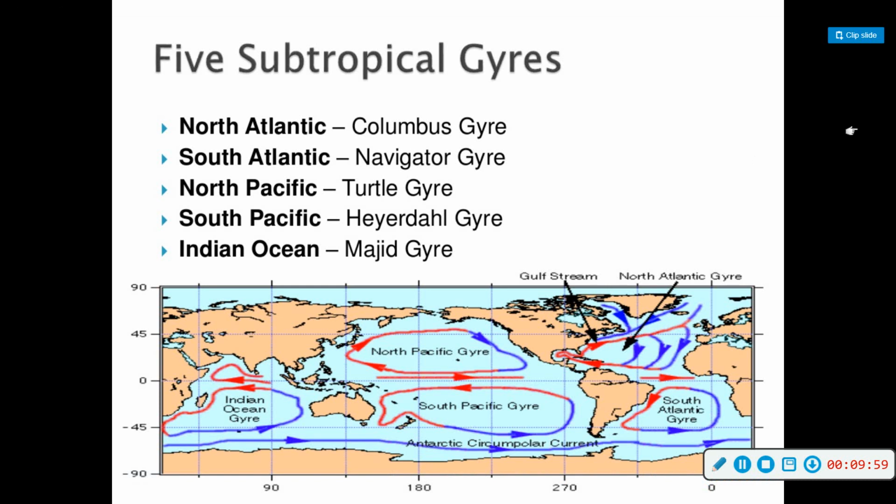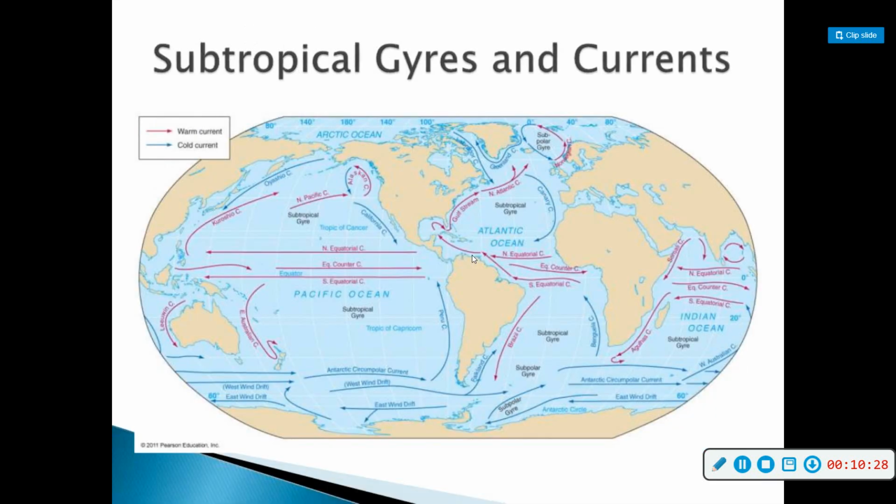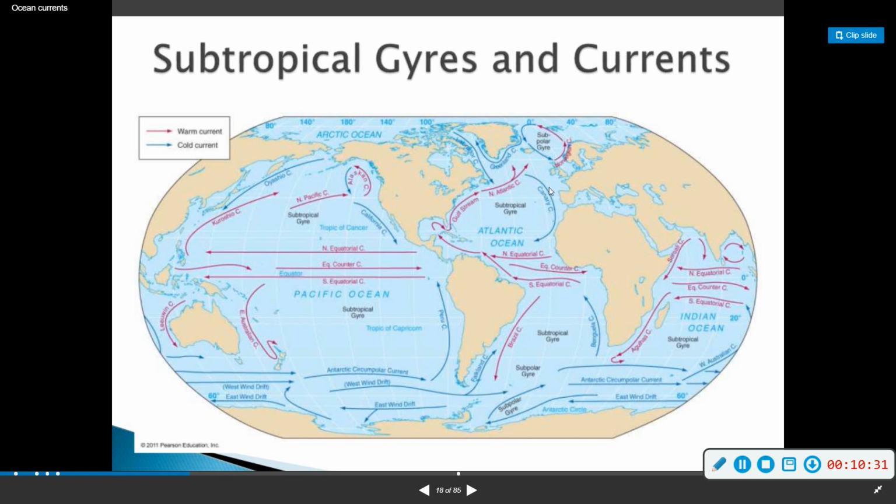So you have your five subtropical gyres. You have the North Atlantic Columbus Gyre, South Atlantic Navigator Gyre, North Pacific Turtle Gyre, South Pacific Hadrol Gyre, I'm not even sure if I'm saying that right, and the Indian Ocean Majid Gyre. Then this shows you the total gyre, but these are the currents within those gyres. So like continents and countries.